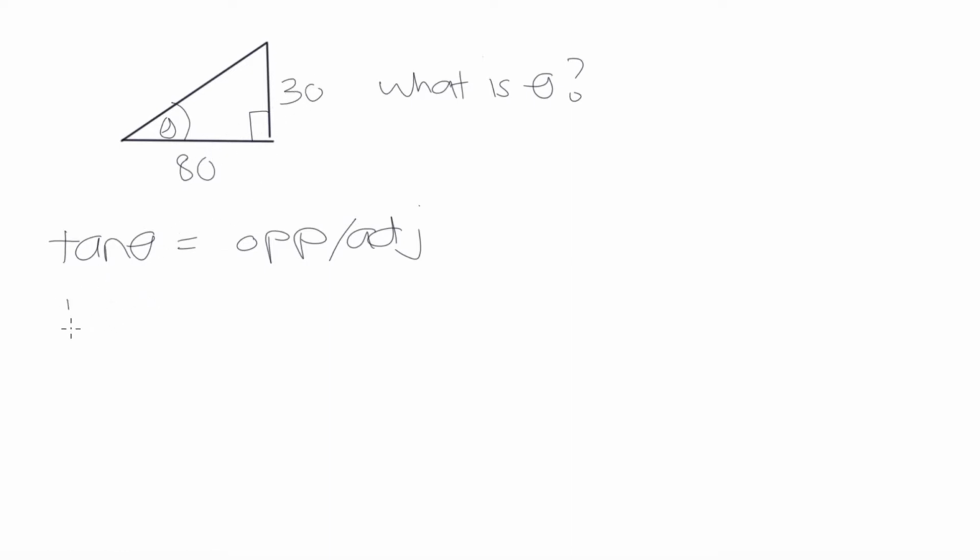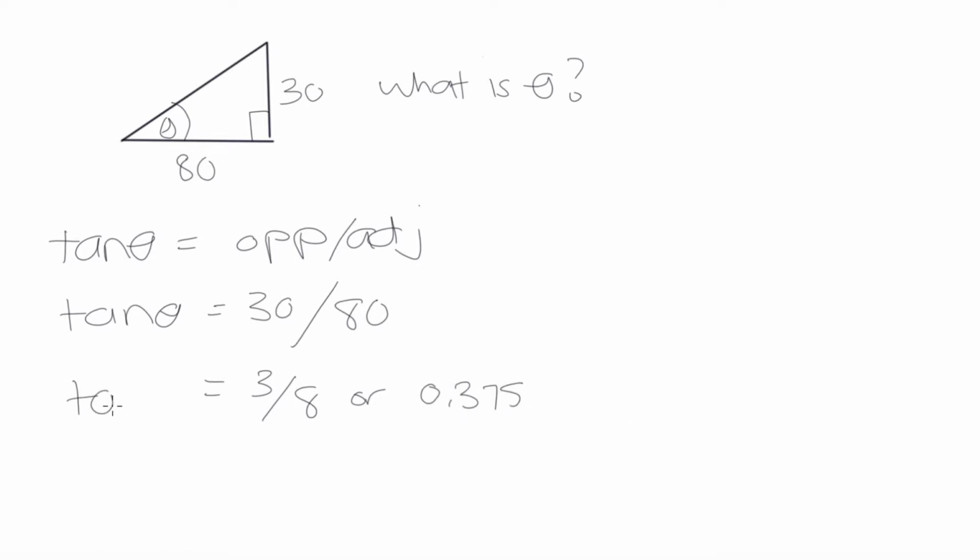So we can determine the value of theta just using these two values right here. So let's figure that out. Let's say tan theta is equal to, well, the opposite side to this theta here is 30, and the adjacent side here is 80. So tan theta is equal to 30 over 80, or you can simplify this to 3 over 8, or as a decimal, that would be equal to 0.375. So now we have that tan theta is equal to 0.375, or 3 over 8.